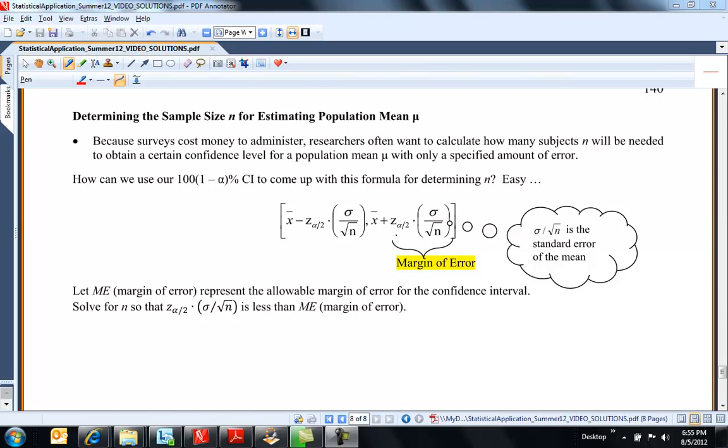I think this might be the final video for statistical applications. This one is very important if you go to work for a company, Lilly, Cummins, whoever. I've heard from their statisticians there that they wish that engineers could learn how to determine a sample size.